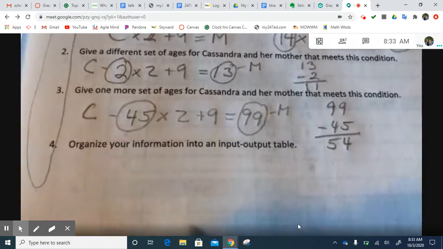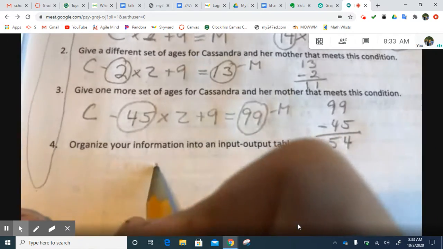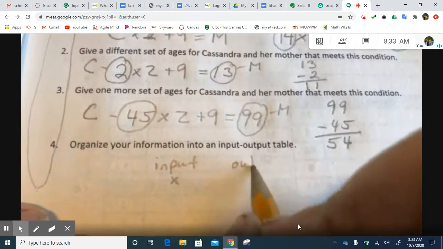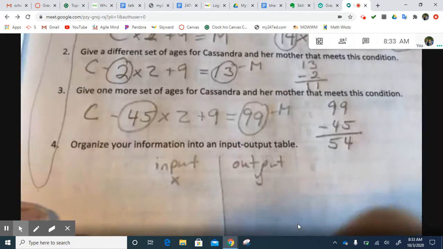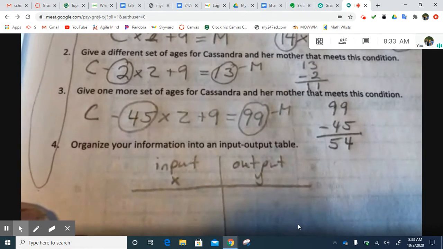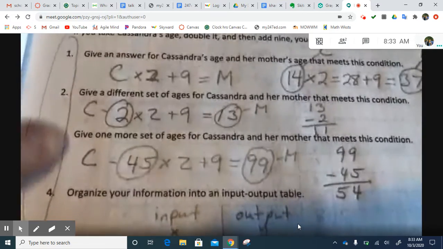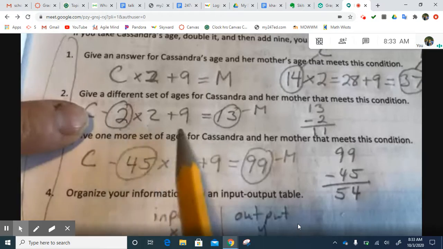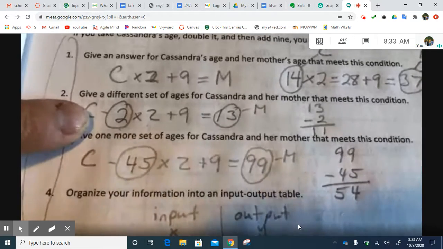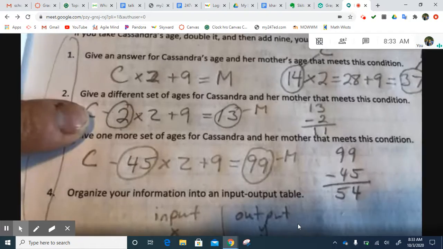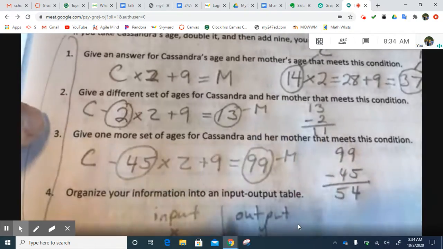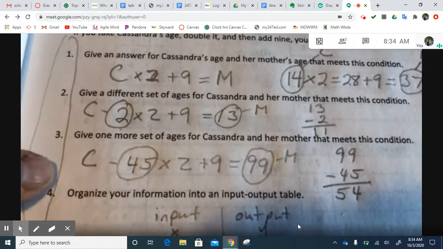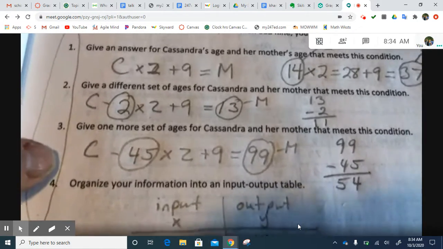All right, organize your information into an input-output table. So we're going to have input, which remember that's our X value, and our output, which is our Y. And let's go with the smallest number first. Cassandra is going to be our input because that's the number that we put into the equation to solve for the output. So when Cassandra's 2, mom is 13. When Cassandra is 14, mom is 37. And when Cassandra's 45, mom is 99.